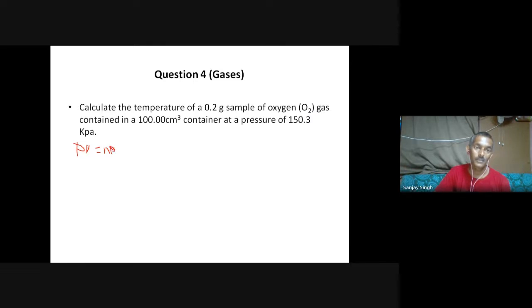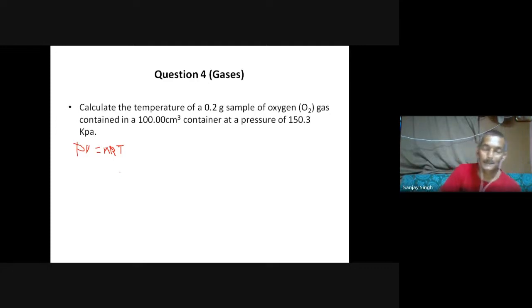Okay, your PV equals nRT, where P is the pressure, V is the volume, n is the number of moles, R is the gas constant, and T is the temperature in Kelvin. You want to make your temperature the subject, so you can make T the subject and then solve for it. But before you make T the subject, maybe you have to find the number of moles first.